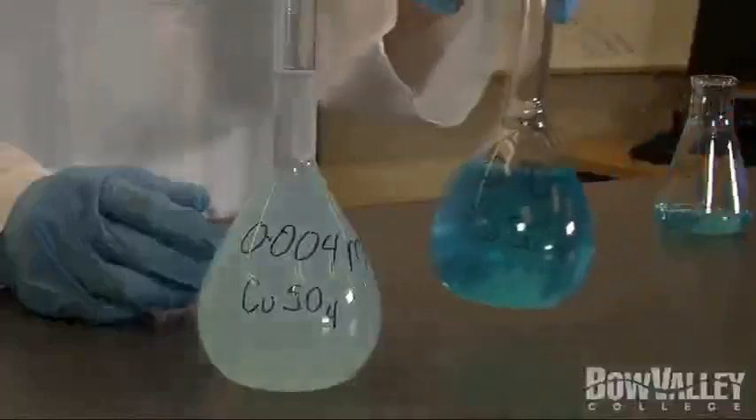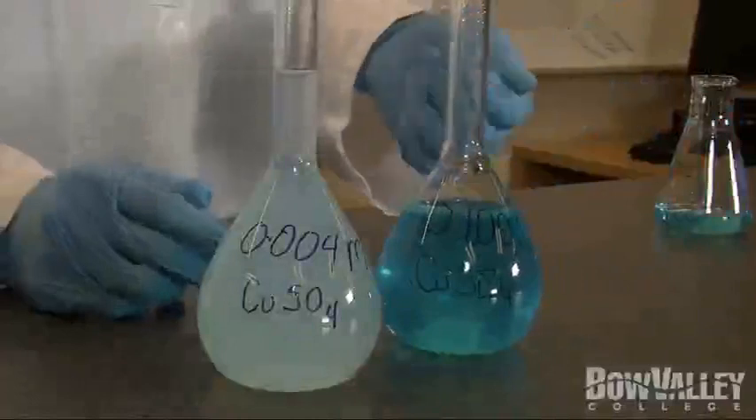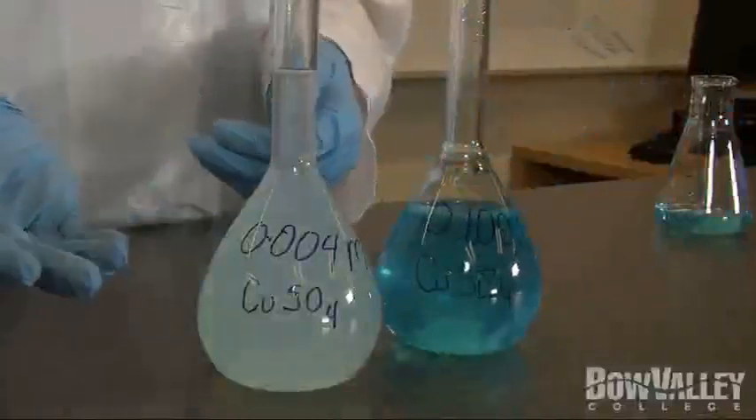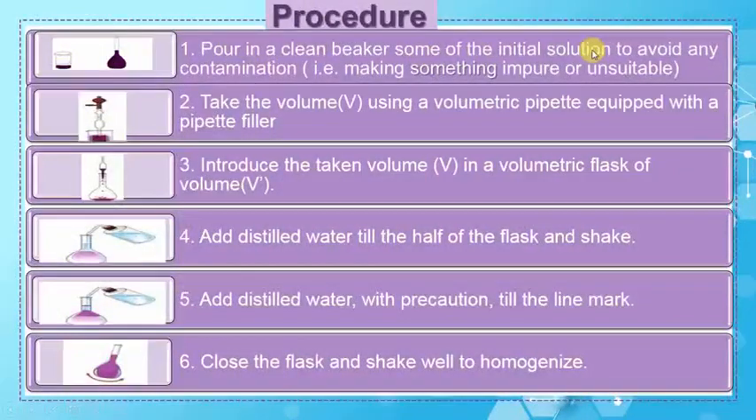Now if you look at them side by side, you can see that the stock solution is darker than the diluted solution. Now, let's read together the steps that must be followed to prepare this solution. Step number 1, pour in a clean beaker some of the initial solution to avoid any contamination. Contamination means making something impure or unsuitable.